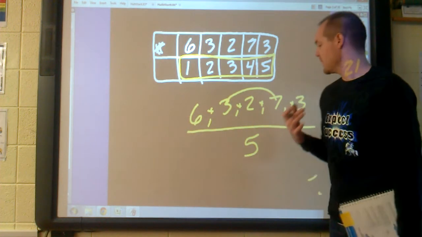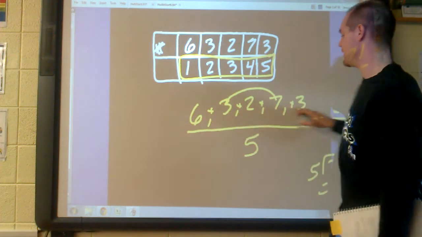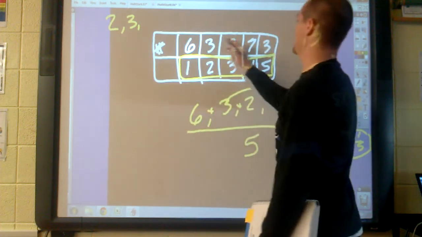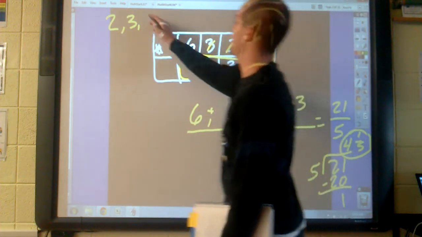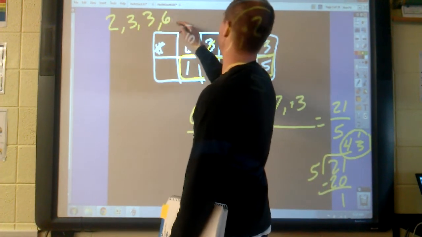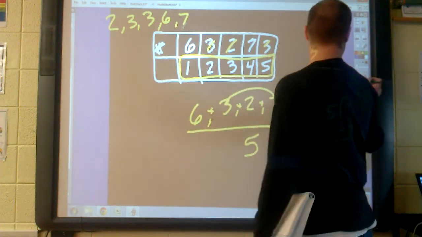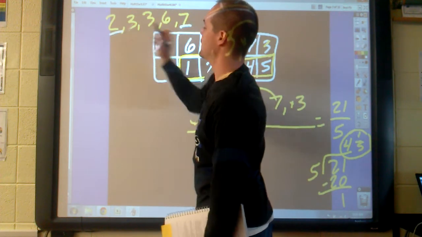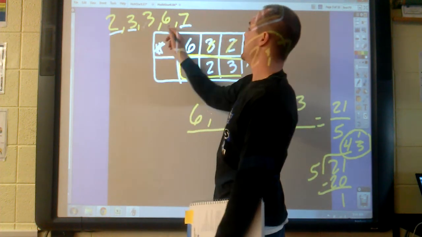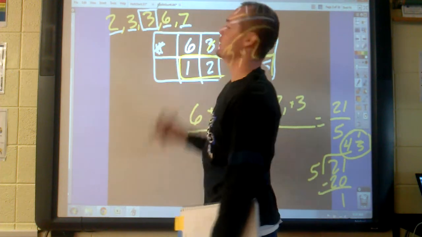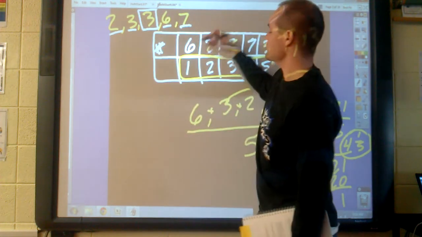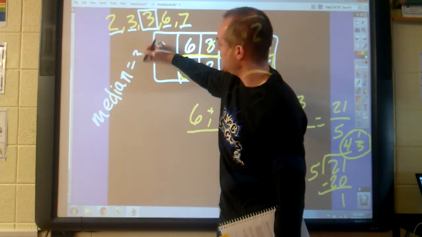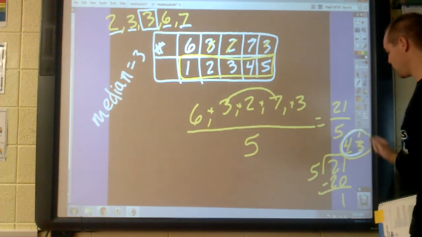Our median is our middle number. What we have to do with this set of data is organize it from least to greatest. Okay, so I have 2 and 3. I have another 3. I have a 6 and a 7. Okay, the median is just that middle number. So I take my top and my bottom, and they're gone. My next two numbers are gone. My median, or my middle number, is 3. So my median is 3. My mean, again, is 4 1/5.